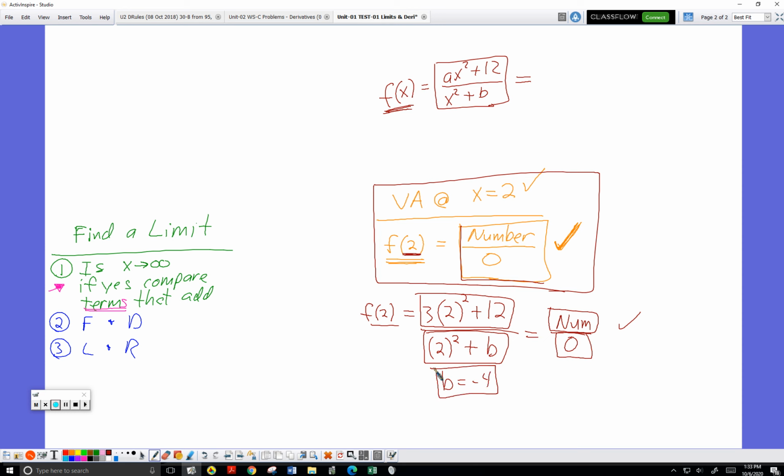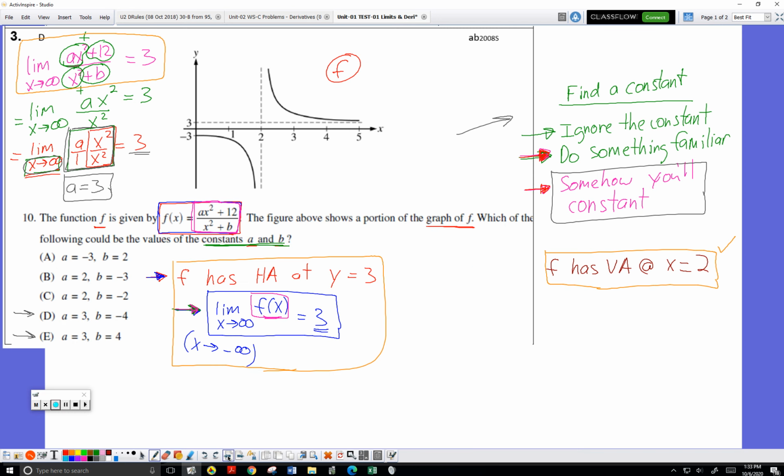Notice how my magic flashcard worked again. We didn't go solve for b. We just did some stuff and then suddenly we found b. That's how it always works. I don't know of any AP problems where they say solve a constant and you go solve it. You don't. You do other things and then suddenly, oh, now I see it.